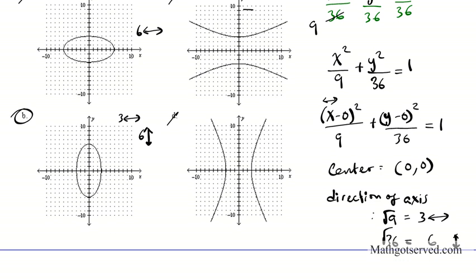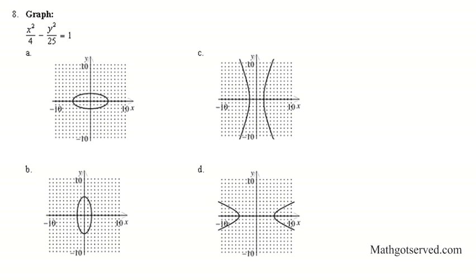All right, moving along to question 8. We know that we have 2 squares and a minus. That automatically tells me that it cannot be an A or a B because when you have a minus, it's always a hyperbola. Another trick we can use is look under the x. We have 4. What do we get if we take the square root of 4?